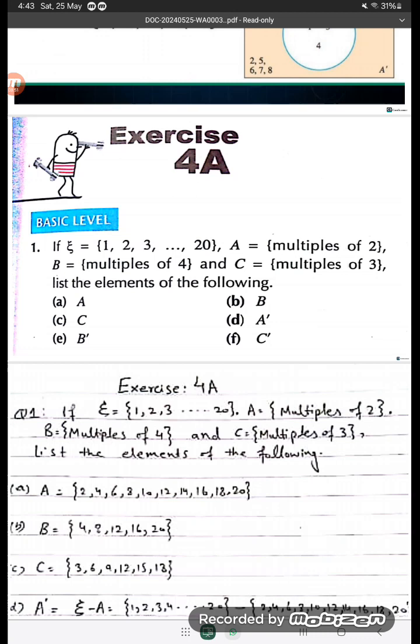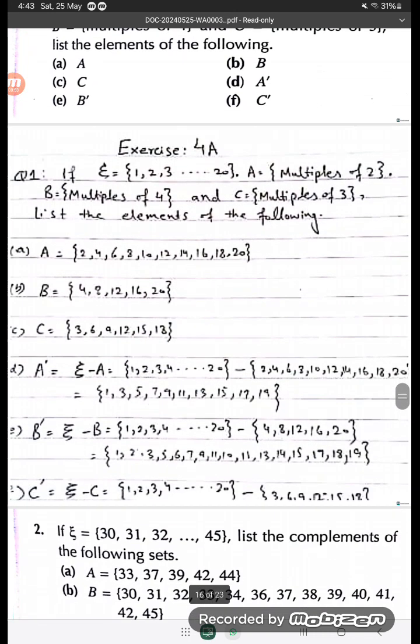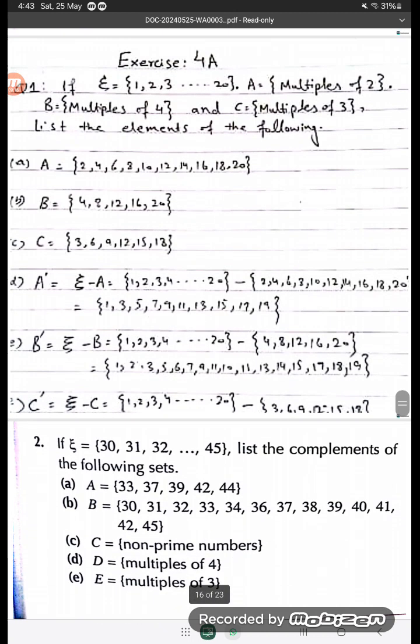A complement is equal to the universal set minus A. The universal set is 1, 2, 3 to 20, minus A, which is 2, 4, 6, 8 to 20. 1 as it is, 2 minus 2 is 0. 3 as it is, 4 minus 4 is 0. 5 as it is, 6 minus 6 is 0. 7 as it is, 8 minus 8 is 0. Then 9, 11, 13, 15, 17 and 19.